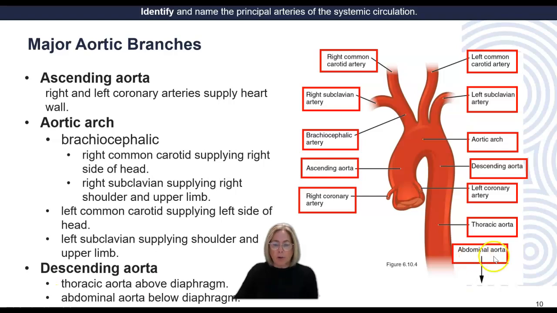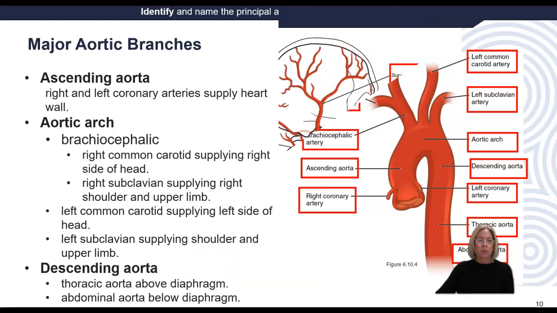And then the abdominal aorta, which you can see it's indicating it's down this way, is part of the descending aorta between the diaphragm and that point at which the aorta ends when it divides into the two common iliac arteries. And again, it has several branches that supply the abdominal wall and also the abdominal organs.